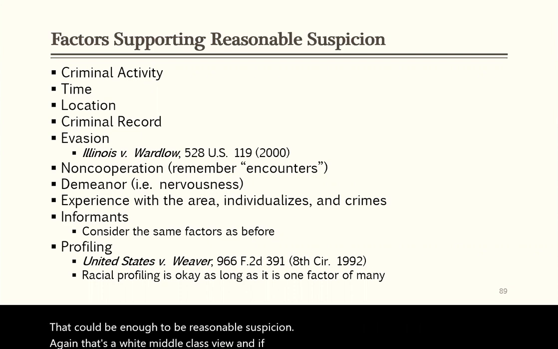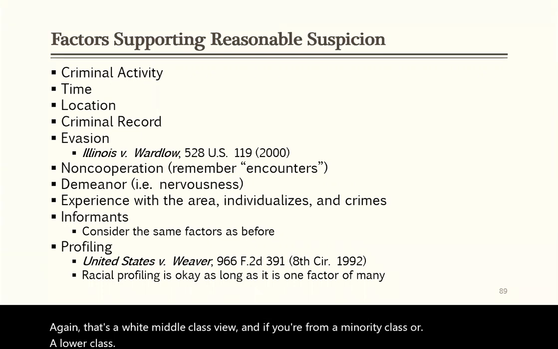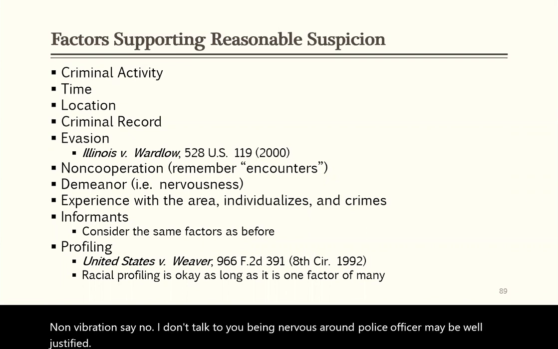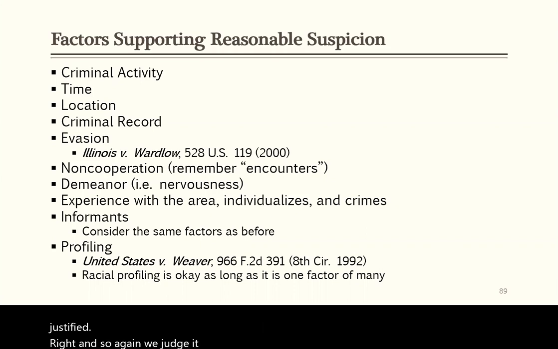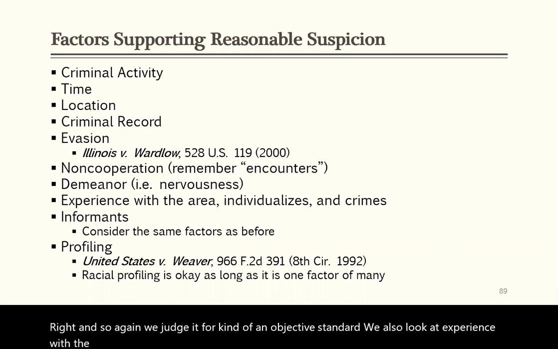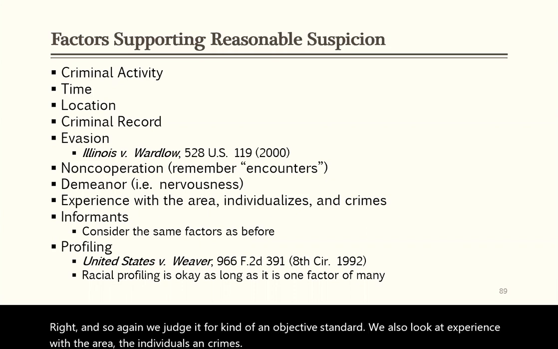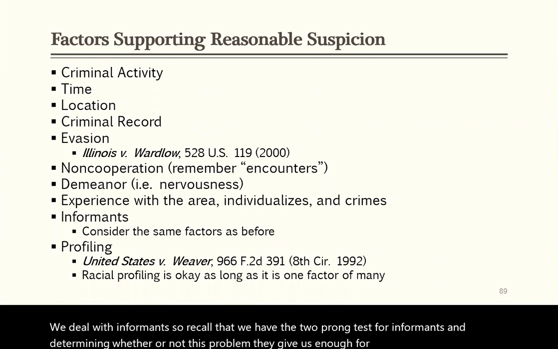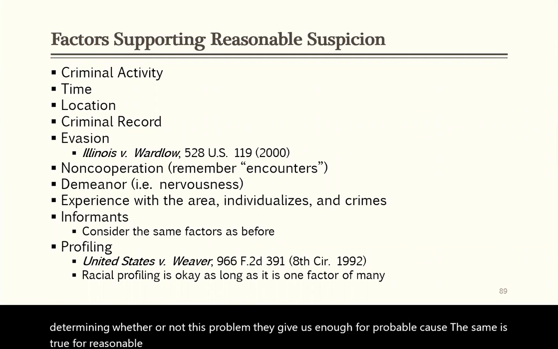If you're from a minority class or a lower class, non-cooperation, saying, no, I don't talk to you, and being nervous around a police officer may be well justified, right? And so, again, we judge it from an objective standard. We also look at experience with the area, the individuals, and crimes. We deal with informants. Recall that we have the two-prong test for informants in determining whether they give us enough for probable cause. The same is true for reasonable suspicion. We have to go through those two factors.